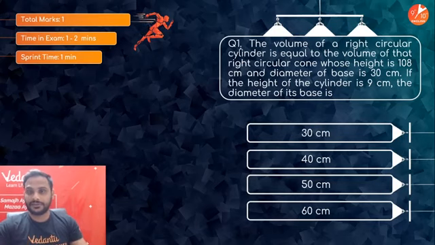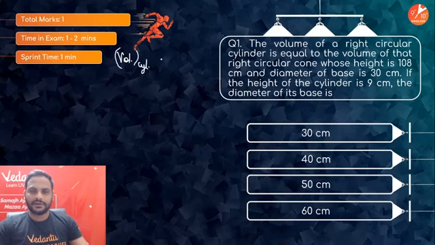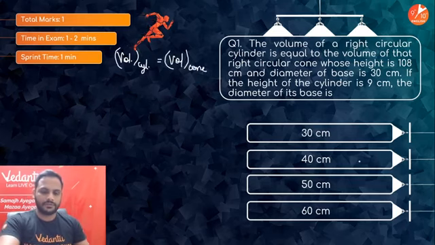So the first question is this: the volume of a right circular cylinder is equal to the volume of a right circular cone whose height is 108 centimeter and diameter of base is 30 centimeter. If the height of the cylinder is 9 centimeter, what is the diameter of its base? I know they have given me that the volume of cylinder is equal to the volume of cone. These two things are given equal to me.